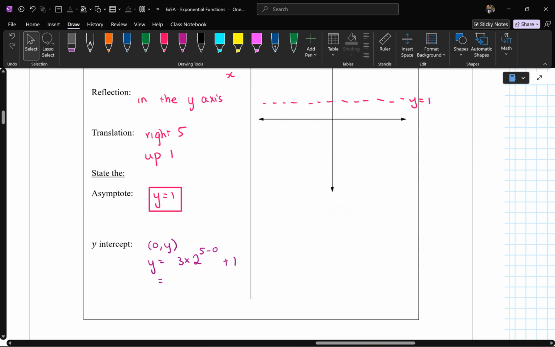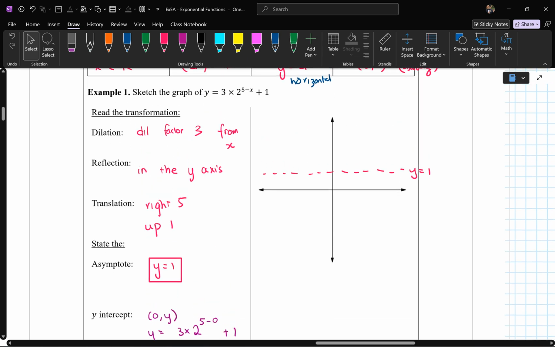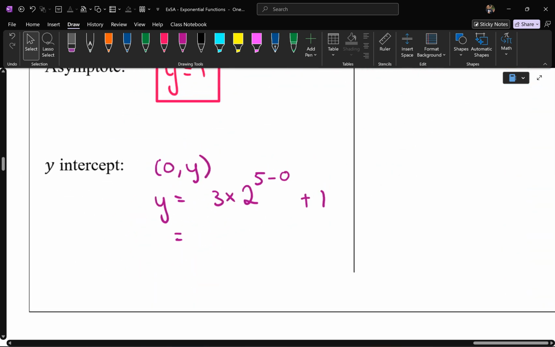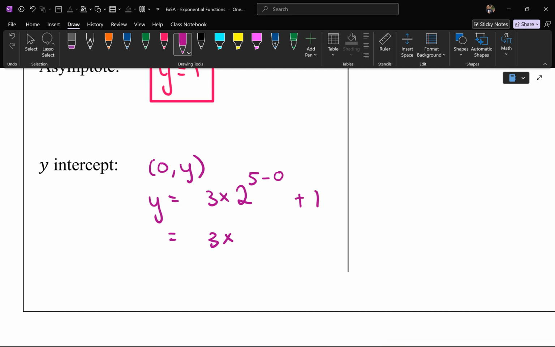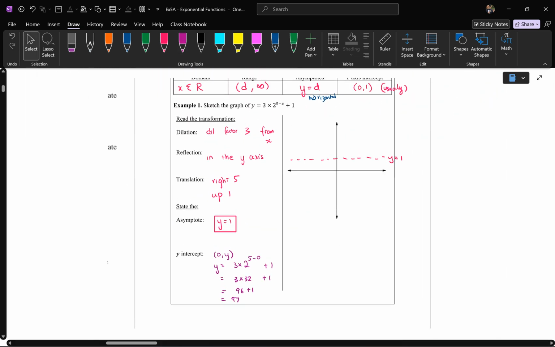Is it 0, is it? Y-intercept is when you let x equal to 0. So in the equation, if you let x equal to 0, is it 2 to the 5 times 3? 2 to the 5 is what? That's 32, is it? Yeah, 32. So, yes, 96 plus 1 is 97. Wait, something's wrong then.